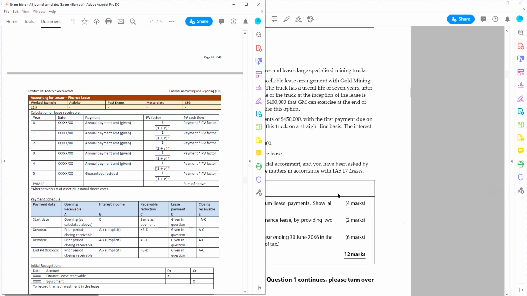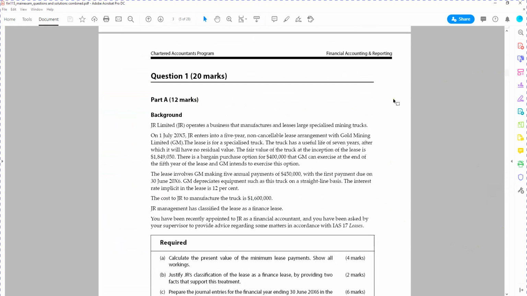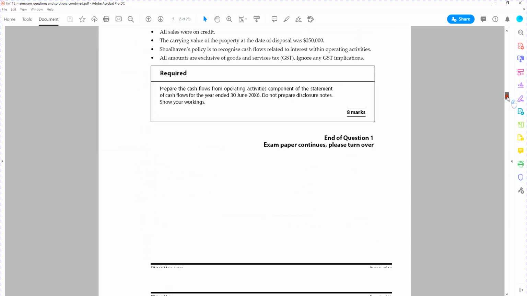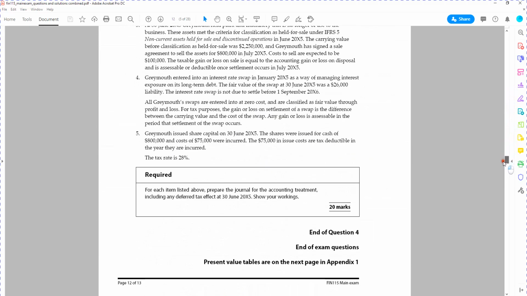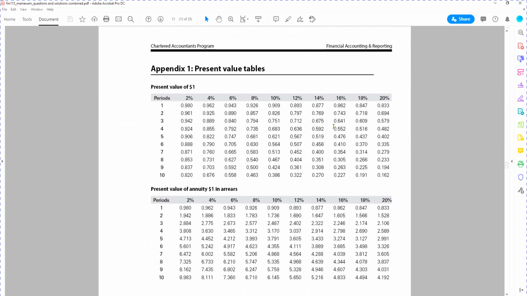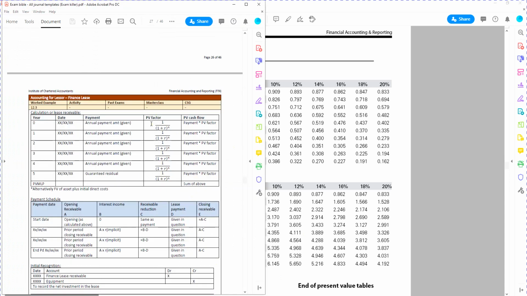Okay, there is a quicker way, and it's actually in the exam paper itself. So if you scroll to the end of the exam paper, what they'll give you, in each of the exam papers, is this present value table. So basically, instead of having to do that, and keep in mind you would have to actually use these present value tables either way to get that present value factor.